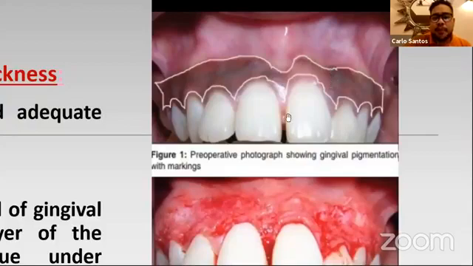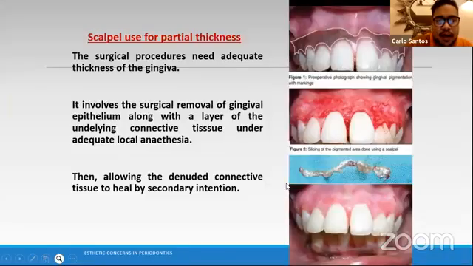Here is the preoperative photo showing gingival pigmentation. It involves surgical removal of gingival epithelium along with a layer of underlying connective tissue under adequate local anesthesia. Of course, you anesthetize here in the vestibule area with lidocaine.